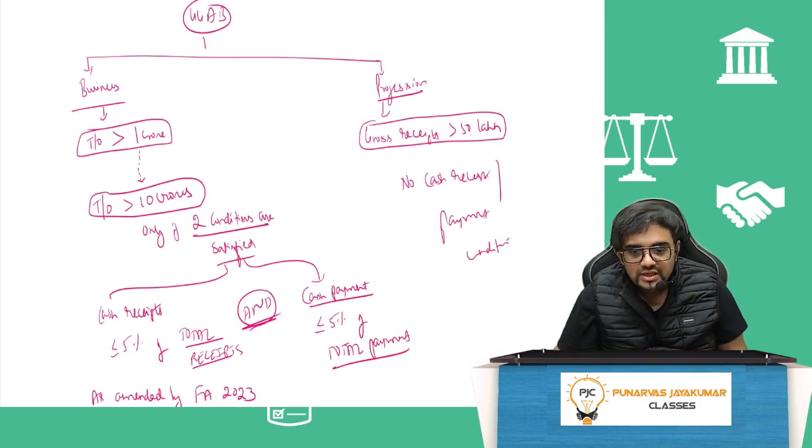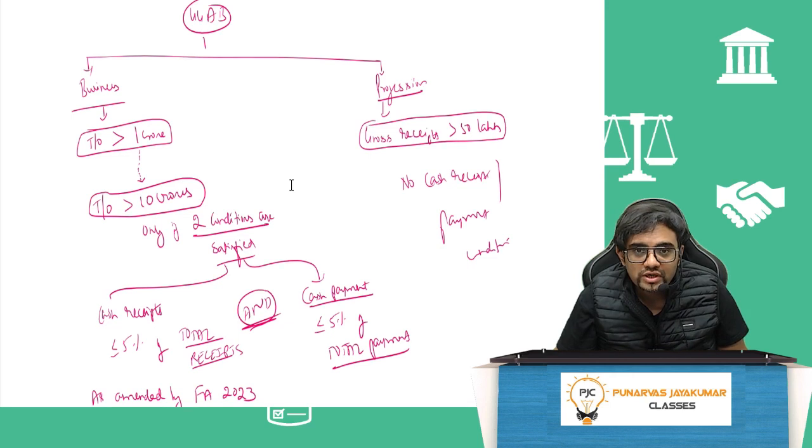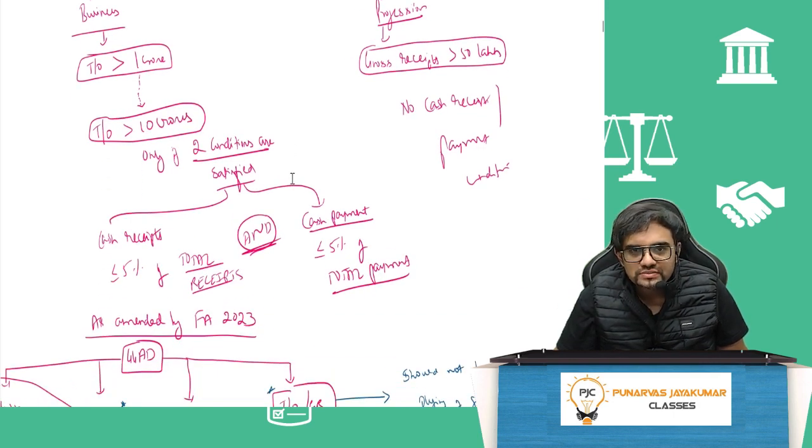Tax audit. Business turnover greater than 1 crore. Any business greater than 1 crore has to go for tax audit, but that 1 crore can be increased to 10 crore if 2 conditions are satisfied. First condition, cash receipts less than or equal to 5% of the total receipts, and cash payment less than or equal to 5% of the total payments.